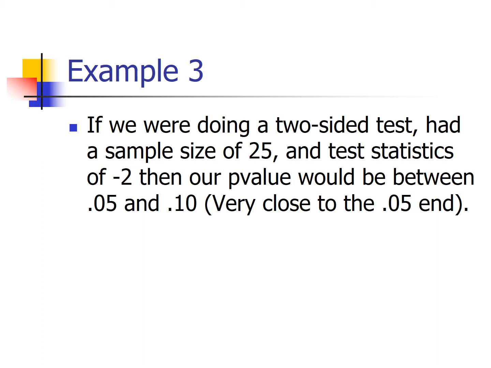But remember, since it's two-sided, we take that right tail area, which we know is somewhere between 0.025 and 0.05, and we multiply it by 2. So that means that our p-value is between 0.05 and 0.10, probably looking at this table very close to 0.05, but still probably just a smidge more than it. Which again means, even though we don't know the exact p-value, we could still say at the 0.05 significance level we would fail to reject the null hypothesis.